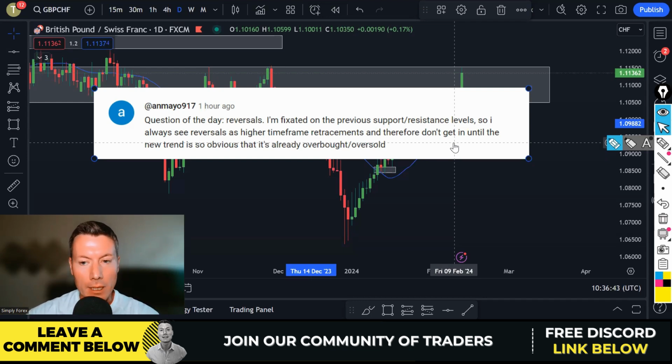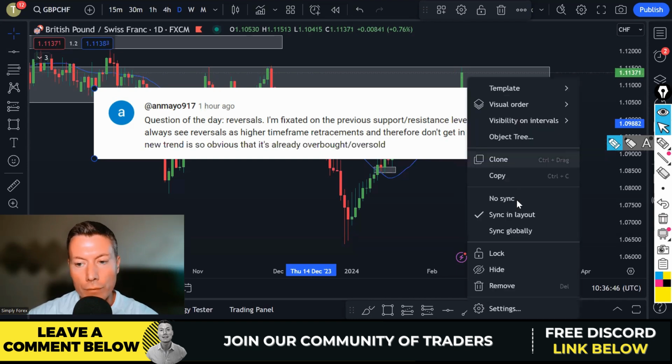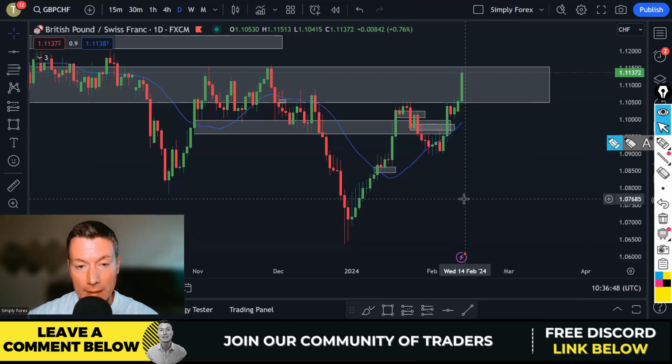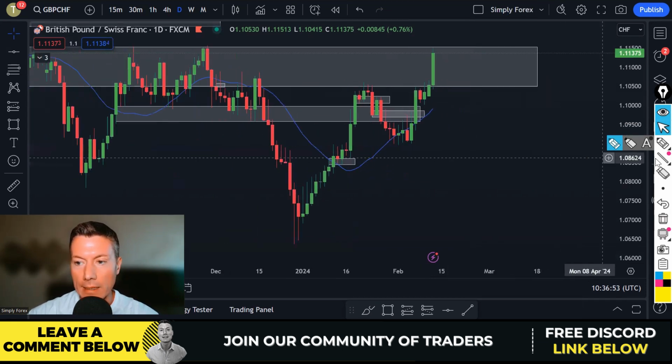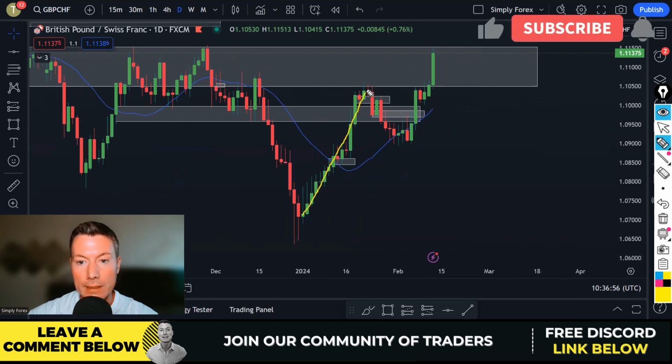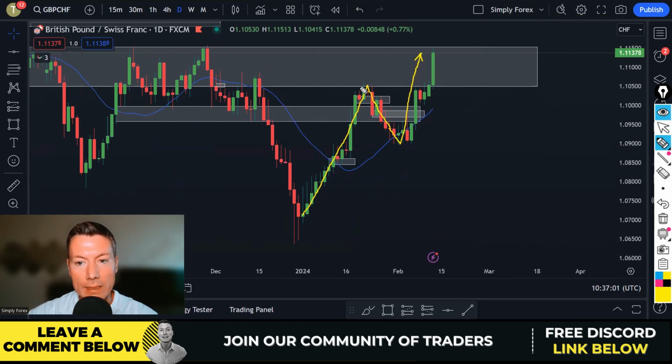All right. So let me remove this and let me show you visually with this perfect example, pound Swiss franc. Now, we can see that this is an uptrend, right? Okay. And we don't really know it's an uptrend until it perhaps breaks this level or we start to see higher lows. All right. And as Mayo explained, once you're up here, it's already overbought or oversold. All right. Now, there's a couple of ways we need to look at this and approach this, right?